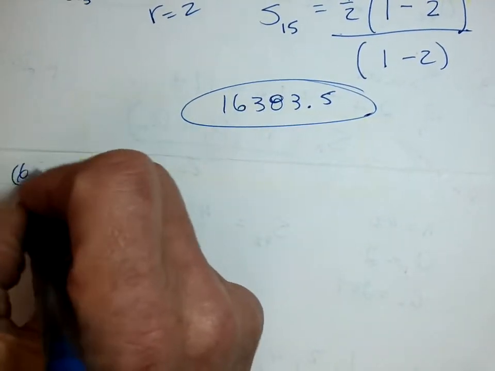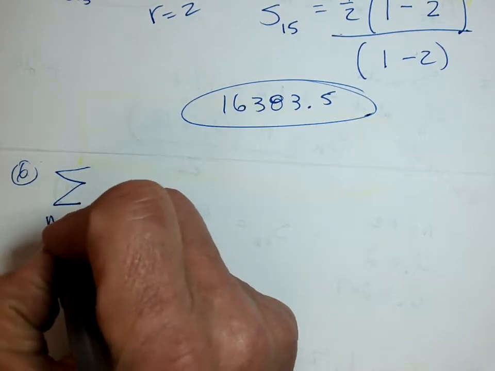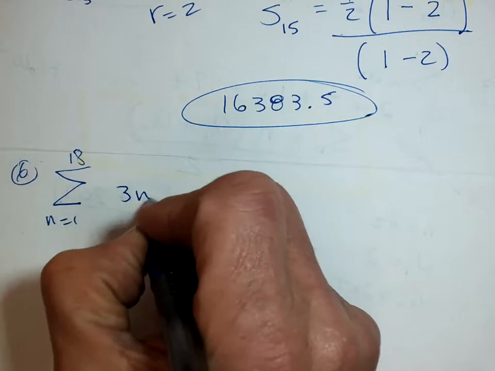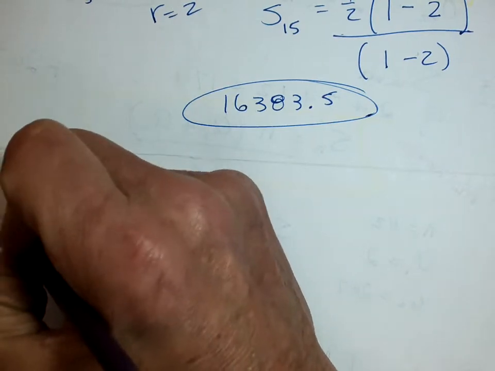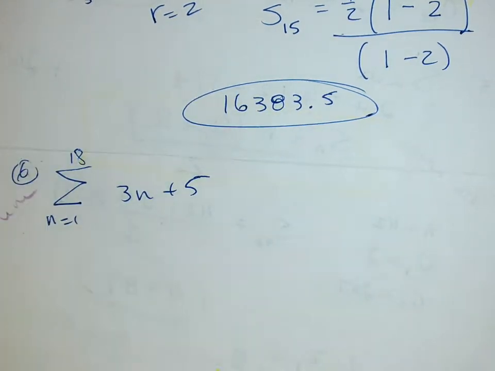Okay, 6. We're going to have the sum, n equals 1 to 18 of 3n plus 5. Okay, so it does mean sum, means add them all up, okay? It really does. Sum means add them all up, add up the first 18. But I don't know what to add, so let's make some terms and find out what's going on.